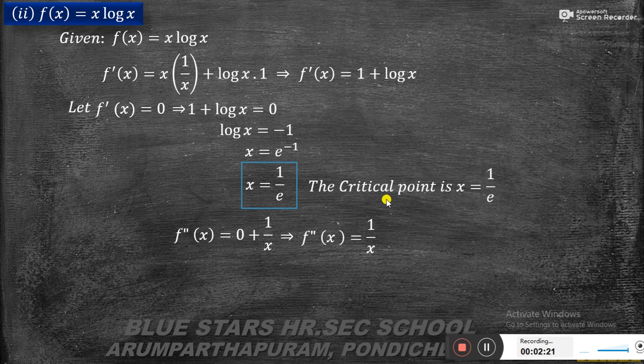Now we found the critical point, x equal to 1 by e. Next I calculate f double dash of x. I differentiate the first derivative a second time. The first derivative is f dash of x equal to 1 plus log x. Differentiating with respect to x, the differentiation of 1, a constant, is 0, plus the differentiation of log x, which is 1 by x. Therefore f double dash of x equal to 1 by x. This is the second derivative.